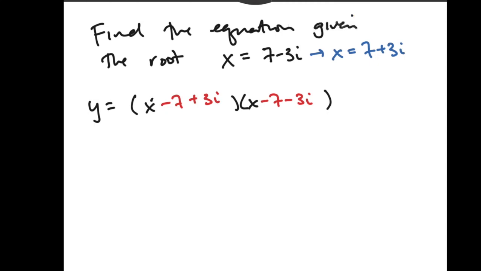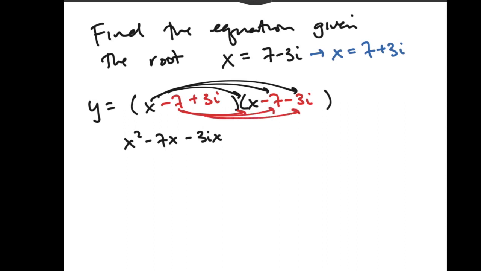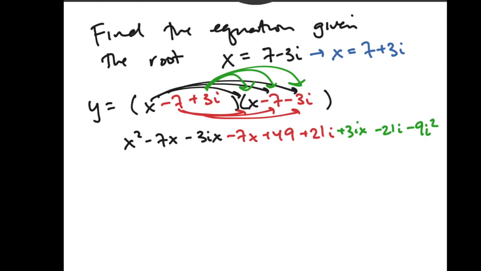So let's distribute this out. I get x squared minus 7x minus 3ix. Multiply 7 out. Negative 7x plus 49 plus 21i. And now multiply the 3i to each one. So plus 3ix minus 21i minus 9i squared.